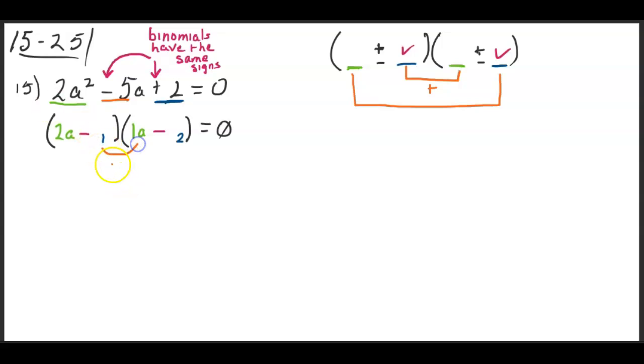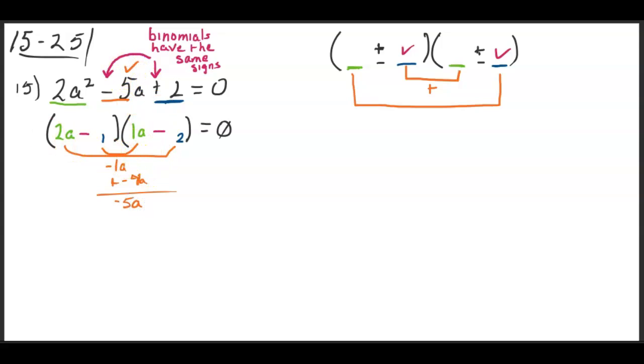Negative 1 times 1a would be negative 1a, right? Plus 2a times negative 2 would be negative 4a. Look at that, that's supposed to be a 4 there. Negative 1a plus negative 4a is negative 5a, and that's our middle term.